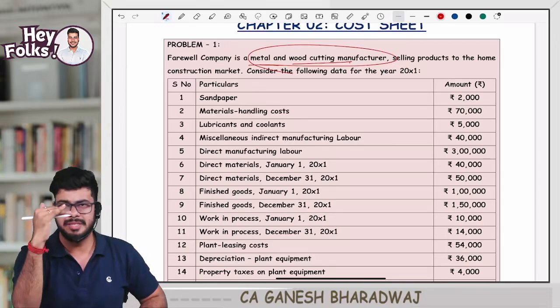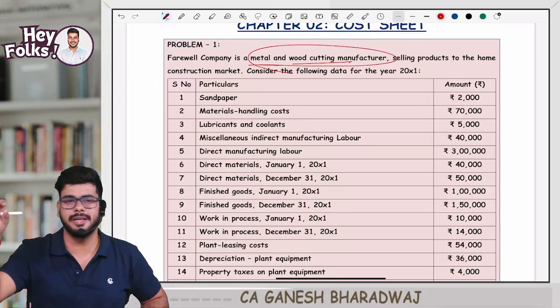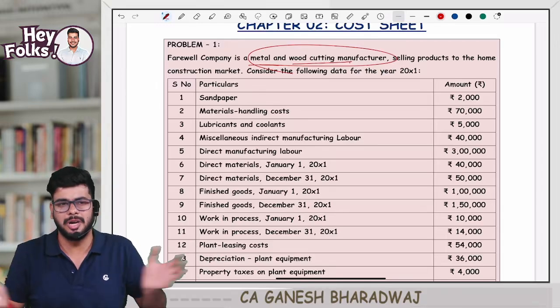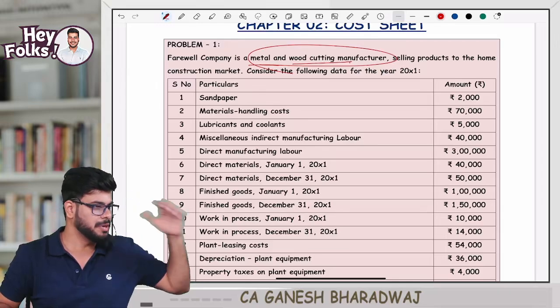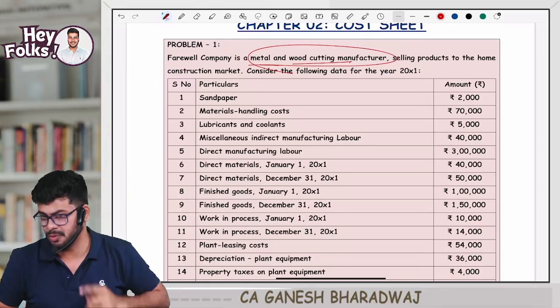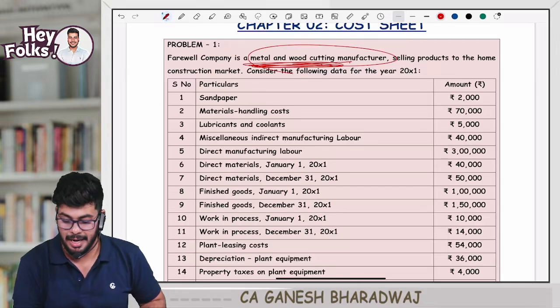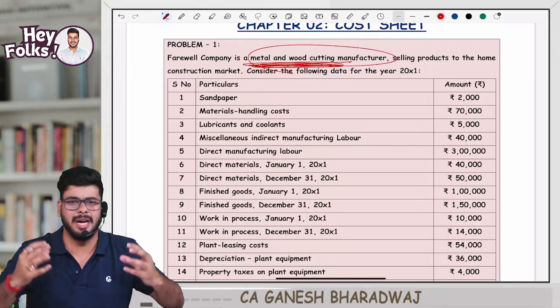Correct? You will not have separate line items for salary is so much, depreciation is so much, repairs and maintenance so much. No. Club everything under a single bucket called POH, and it should hit your cost sheet. Guys, that's what I've taught you. Now, this company is into metal and wood cutting manufacture. Let's say it's a carpentry business.